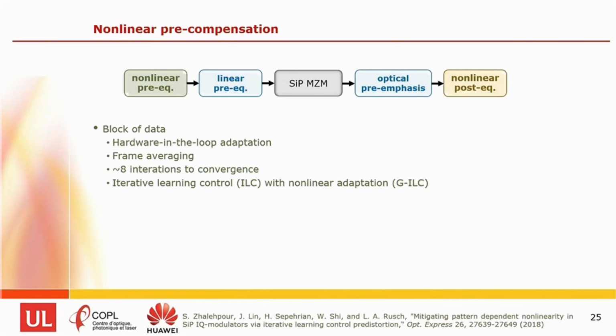The way that we do the pre-equalization is we train it with hardware in the loop adaptation. We use frame averaging so I can get rid of some of the noise, and it's fairly quick convergence: it takes about 8 iterations, about 15 minutes in the lab when we're running this in quasi-real time. There are details in our previous papers, but basically we're using iterative learning control with a nonlinear adaptation, which has the acronym GILC, is the method.